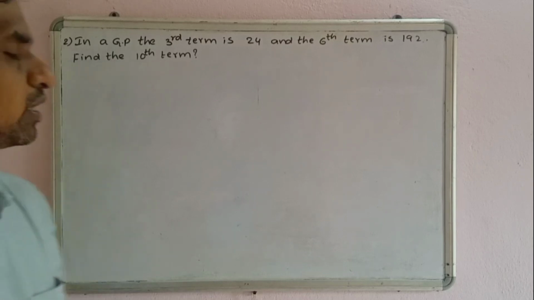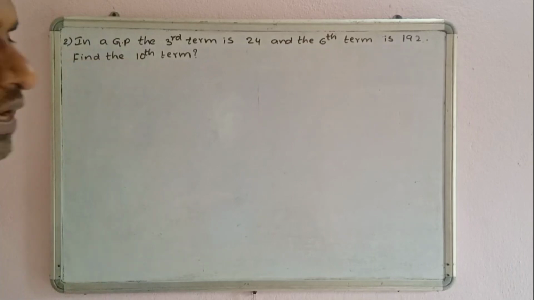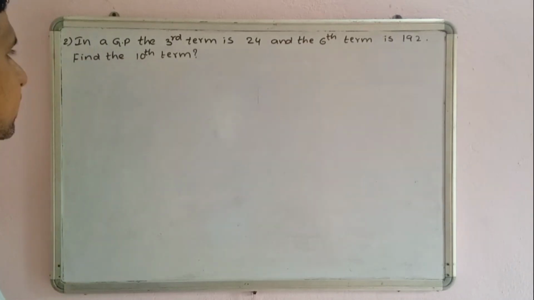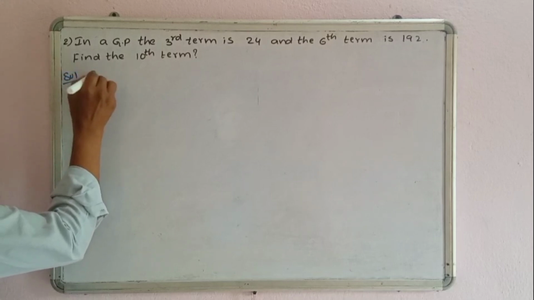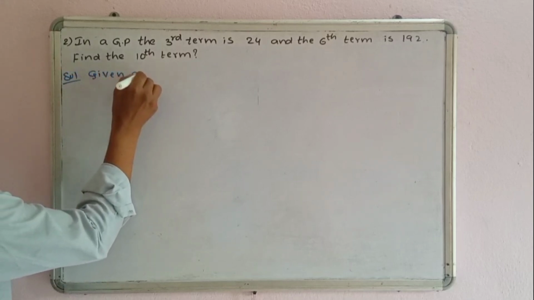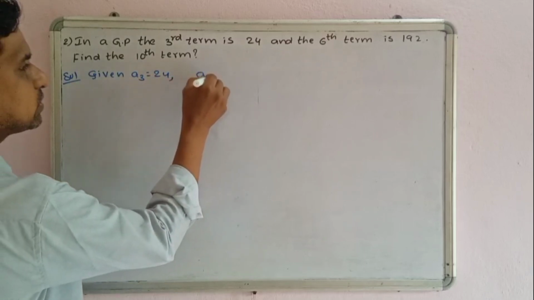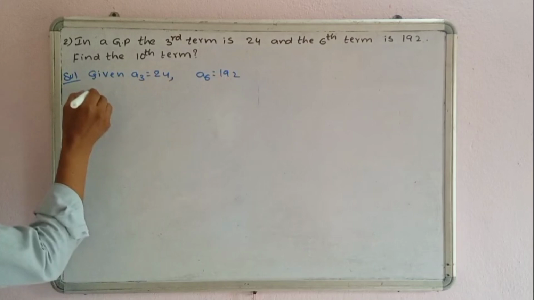In a GP, the third term is 24 and the sixth term is 192. Find the 10th term. GP లో third term 24, sixth term 192. అయితే 10th term ఏంటో find out చేయాలి. See, given A3 equals 24 and A6 equals 192.